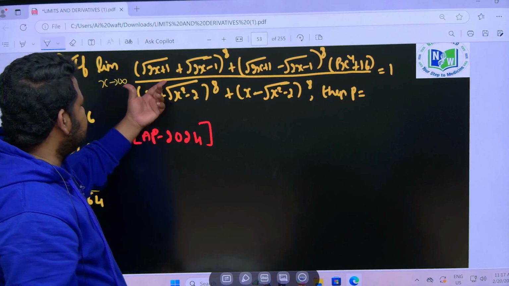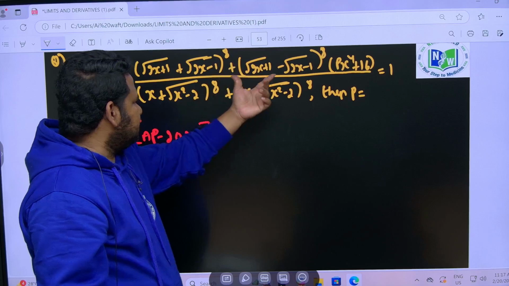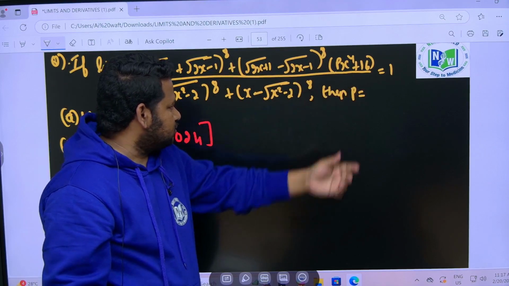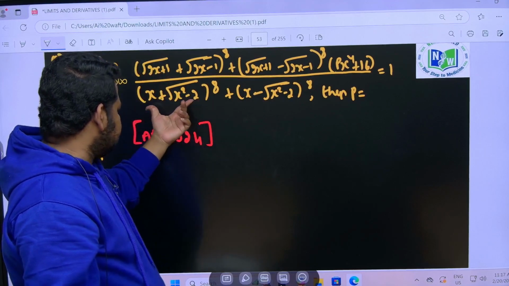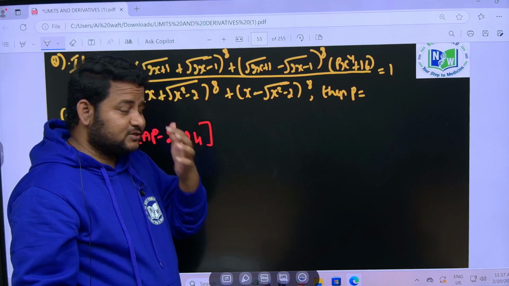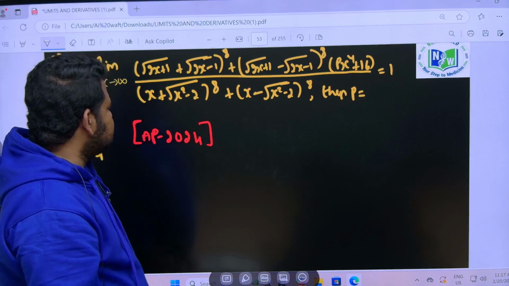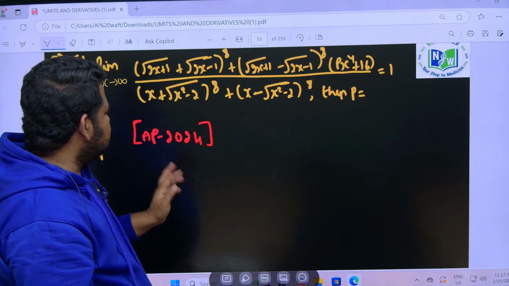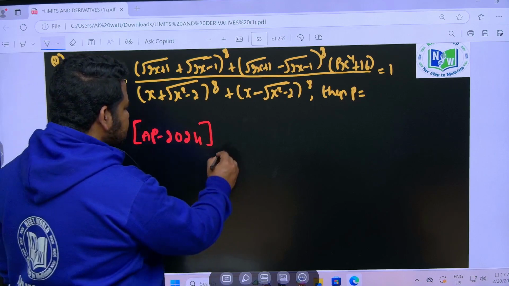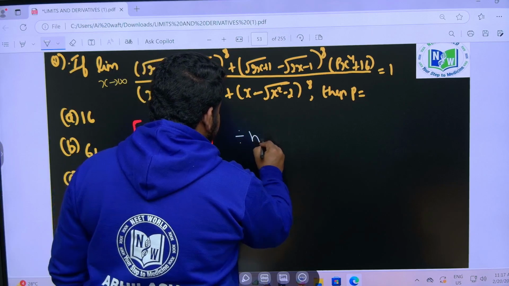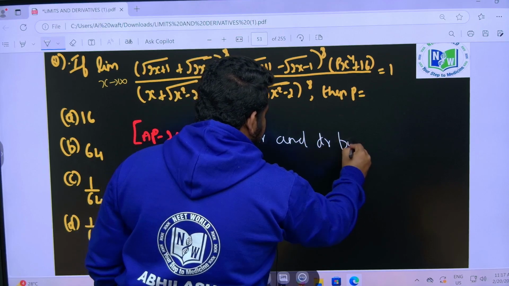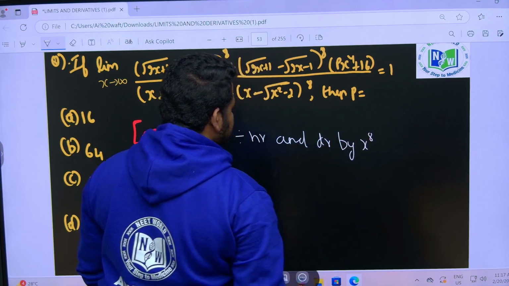Limit x extending to infinity, (something) to the power of 8 and (something) to the power of 8 into (p x to the power of 4 plus 16) is equal to 1 divided by (x plus something) to the power of 8. Then p is equal to what, they are asking. So since everywhere they are giving something to the power of 8, let us divide numerator and denominator by x to the power of 8.